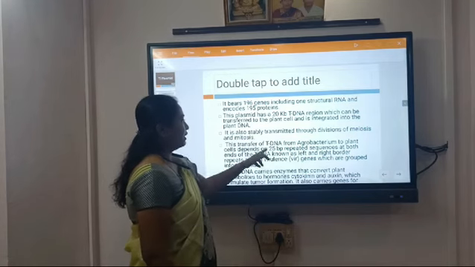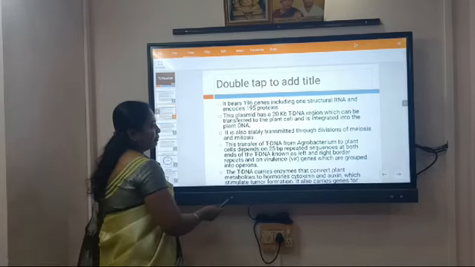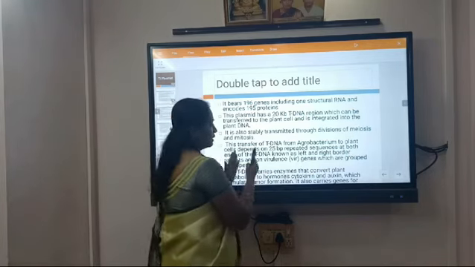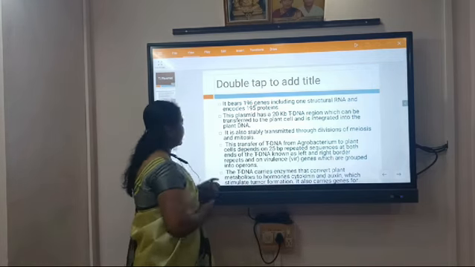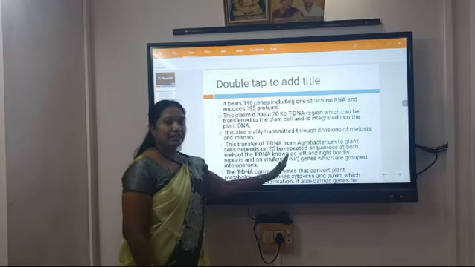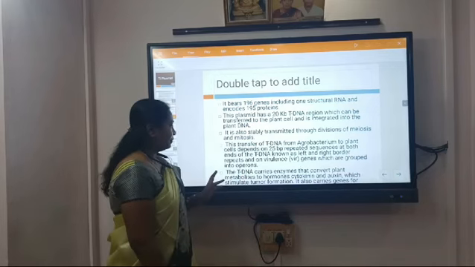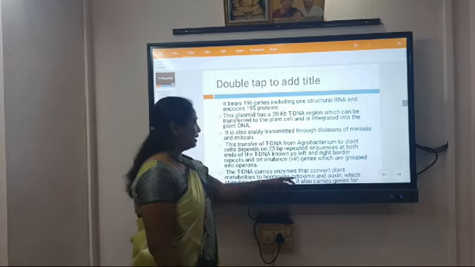This transfer of tDNA from Agrobacterium to the plant cell depends on the 25 base pair repeated sequence which is present at both sides of the tDNA. When I discuss the structure of Ti-plasmid, you will come to know what these repeated sequences on both sides of the tDNA are. Then, the tDNA carries enzymes.